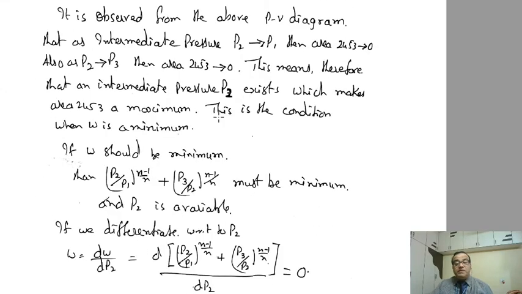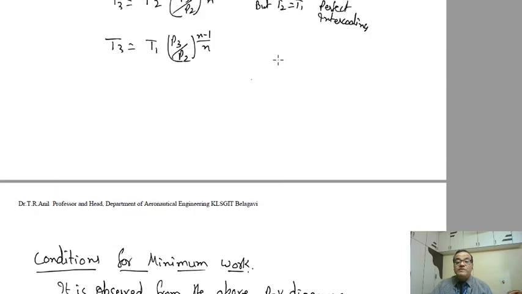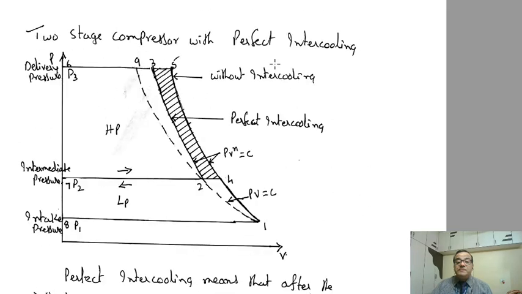Now, the condition for minimum work. It is observed from the above PV diagram that as the intermediate pressure P2 tends to P1, then the area 2453 in the PV diagram, which is the saving you get if you have intercooling, tends to 0.